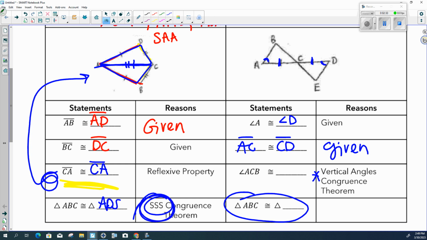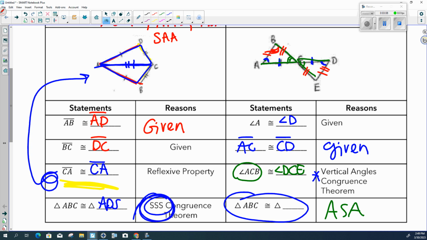I know that vertical angles are across from one another. I cannot call these angle C, there's too much happening there. So this one down here is another hint. Angle ACB is congruent to angle DCE. All right, we have angle, side, angle. That's all you need to prove that these triangles are congruent, which means all the other parts, right? All these other things are going to be congruent too.